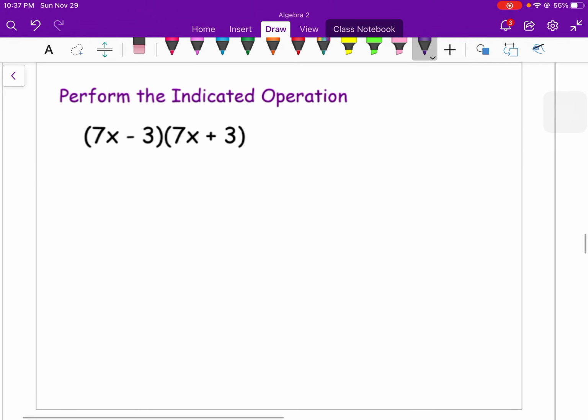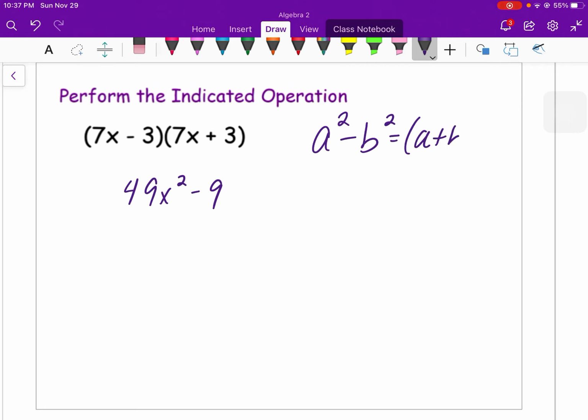So remember these, 7x minus 3 and 7x plus 3, these are conjugates. So this would be 49x squared minus 9 if you multiplied it back out. So it's the difference of perfect squares. A squared minus b squared is a plus b and a minus b. So if you are given a minus b times a plus b, square the first one, square the last one. Negative 3 times 3, so you multiply that out. It only works when they're conjugates, so the same thing except one's plus and one's minus.